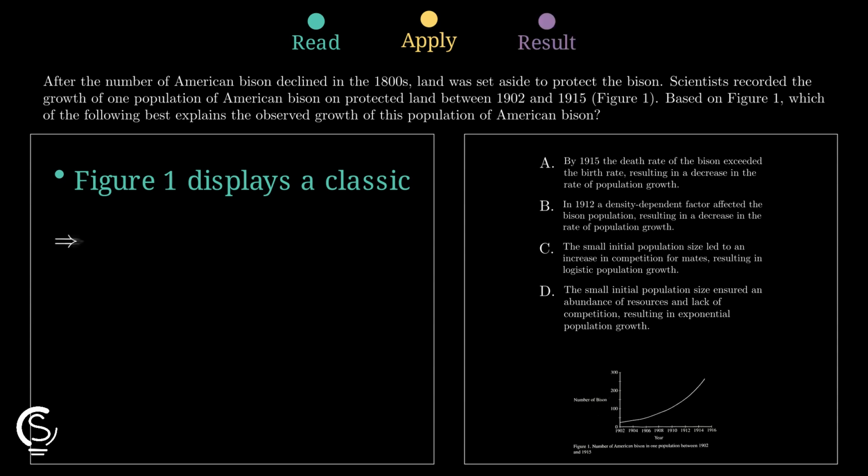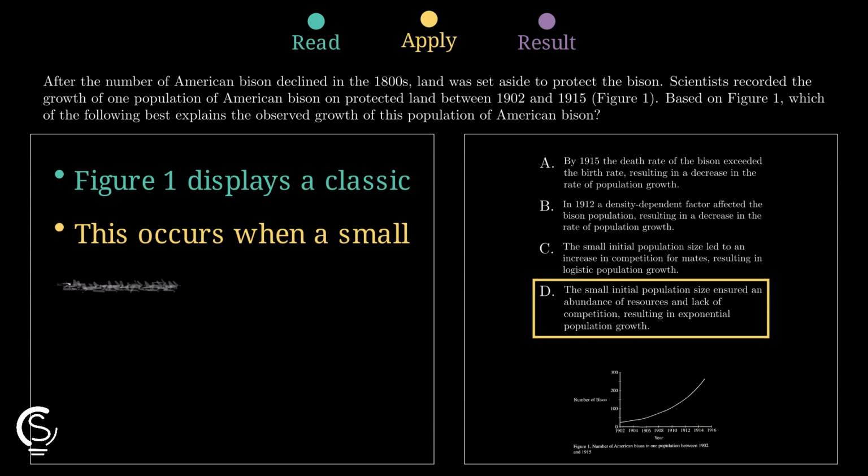The graph does not show a plateau or drop, so there is no clear evidence of density-dependent limits, making option D the best explanation.